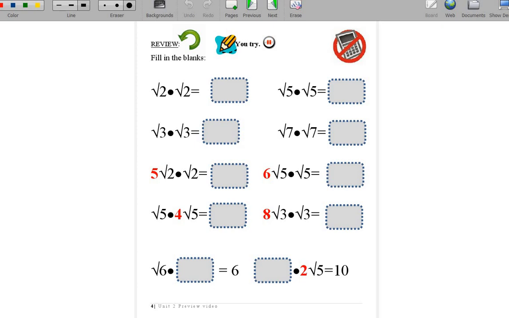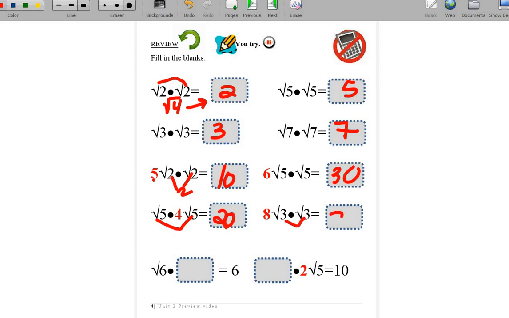The main thing that we are checking here is the fact that any radical times itself is just the number on the inside. So that's root 4, so that's going to be 2. That's 5, 3, 7. That's going to be 5 times 2, 10, 30. That's 5 times 4, that's 20. That's 3, so that's 24. Here, that's just another root 6, and this would be root 5.